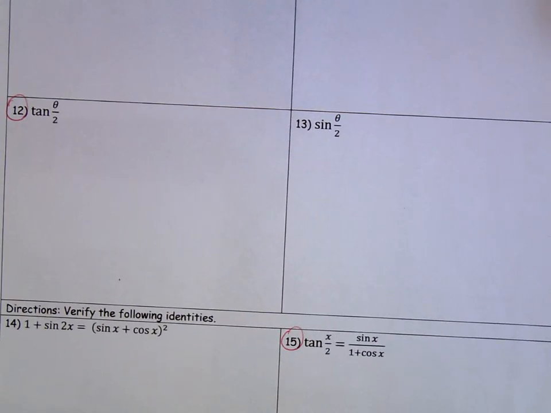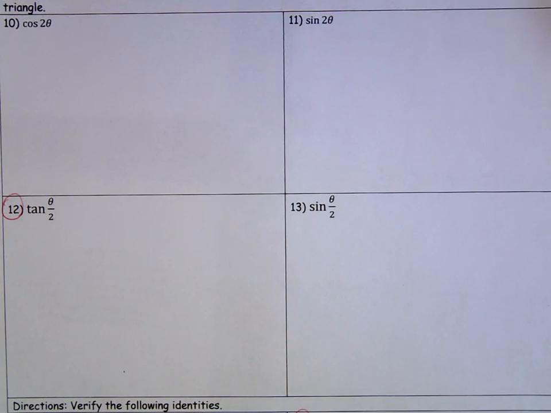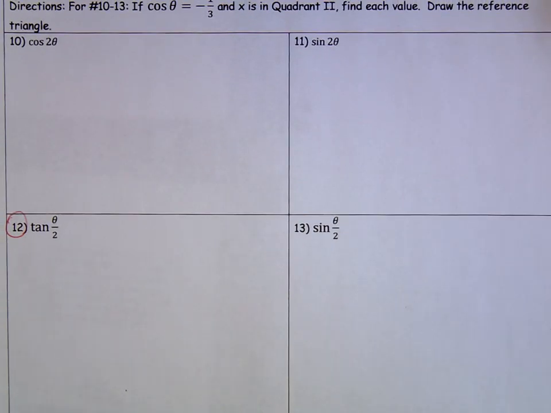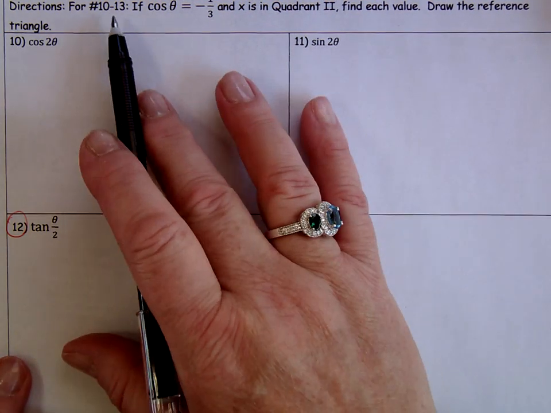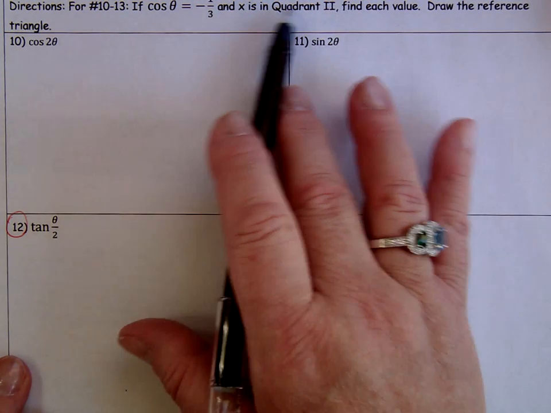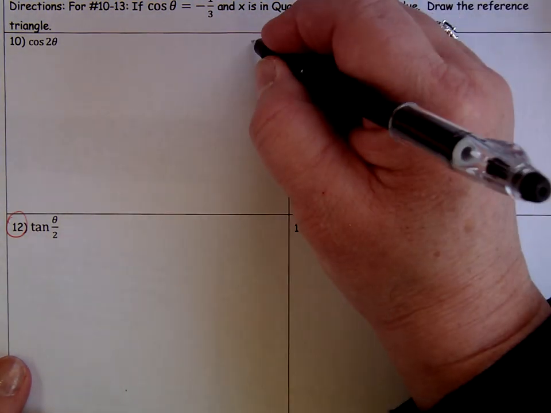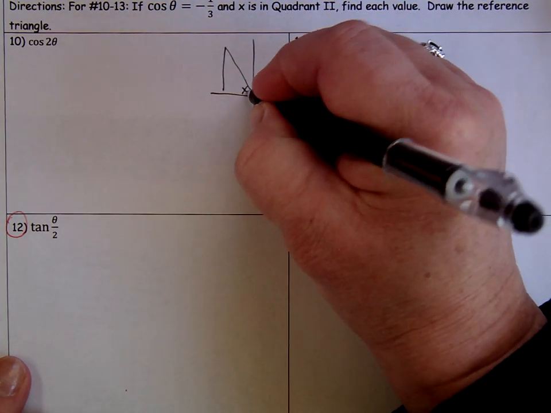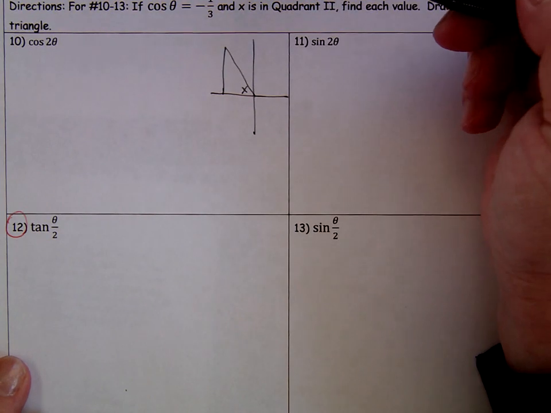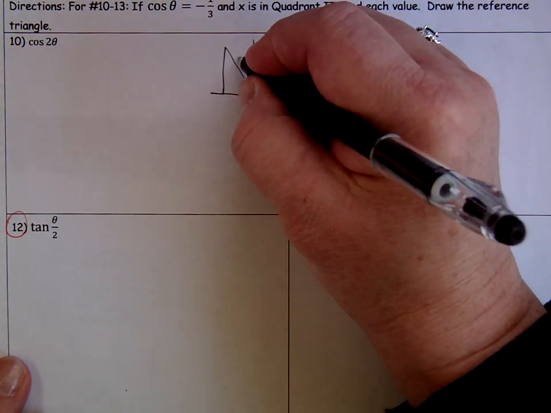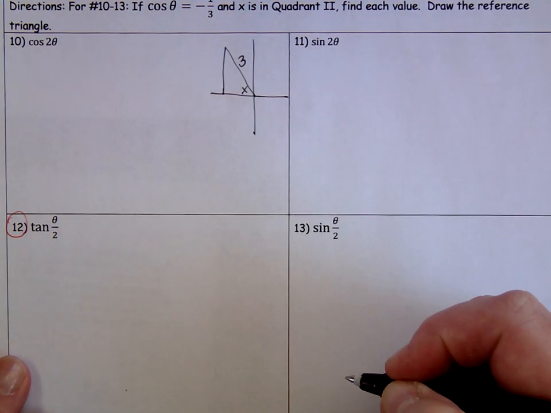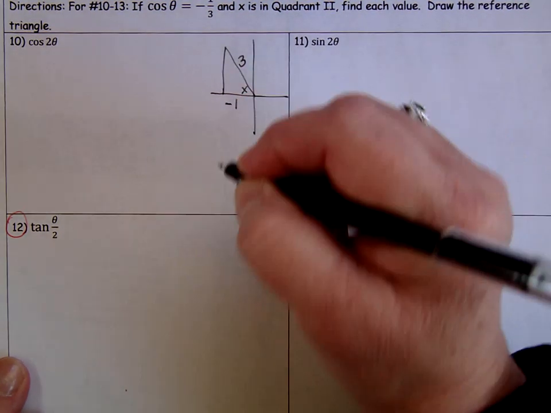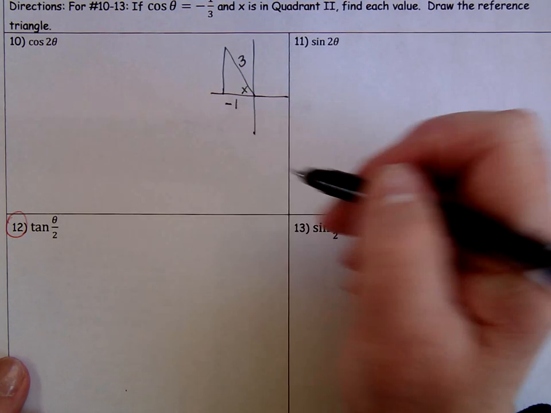Next one is number 12 on the next page, and this one actually we have to make a new reference triangle to be able to answer this one. Here's my info. 10 to 13, use this information. I'm still in quadrant 2 actually. Make your reference triangle. They're calling it x. There it is. Cosine is negative 1/3. Well, the hypotenuse is 3. Adjacent is 1, but it has to be negative. Makes sense because it's to the left of the origin. And my job is to figure out what that missing side is.